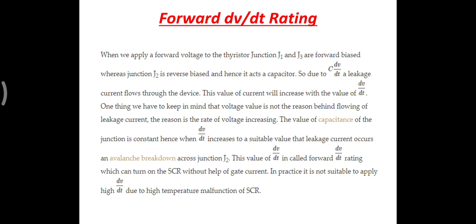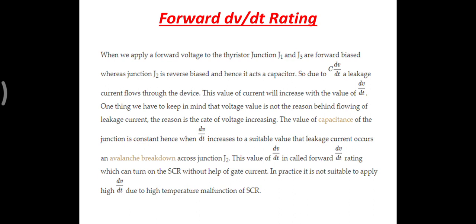That means with increasing of the voltage only, these leakage currents are going to be increased. Okay? So the value of the capacitance of the junction is constant, hence this dV/dt is increased to suitable values of the leakage current, and an avalanche breakdown occurs across the junction J2. The value of dV/dt is called the forward dV/dt rating, which can turn on the SCR with the help of the gate current.